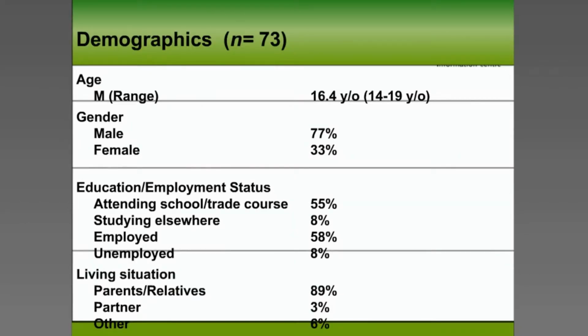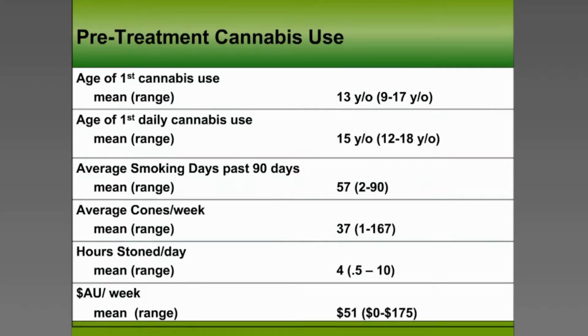And this is what it looked like. Now, the range was from 14 years of age to 19, but the mean age was 16. Now, I think that's pretty young. Most of them were males, and they were busy. It's not like they were sitting around doing nothing. 55% were at school or doing a trade, and 58% were employed. So that was a good thing. And of course, no surprise there, but most of them were living at home. Again, no surprise for that population, I guess, that age group.